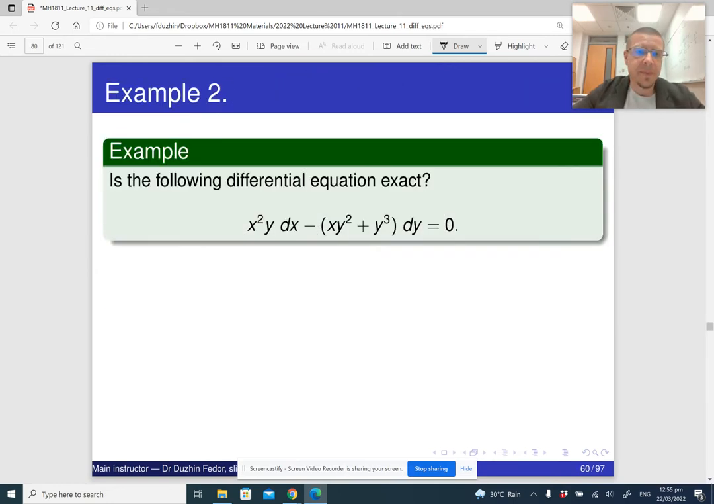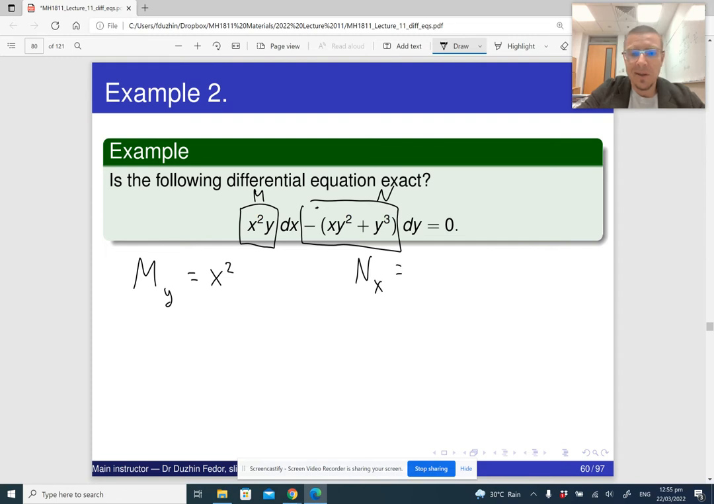Okay, next example. So is this differential equation exact, right? Let me do it quickly. I take this, this is my M, and this is my N. Now I differentiate M with respect to y. The answer is x squared. Then I differentiate N with respect to x, and the answer is minus y squared. And they are not equal. So, since they are not equal, the answer is no. This differential equation is not exact.